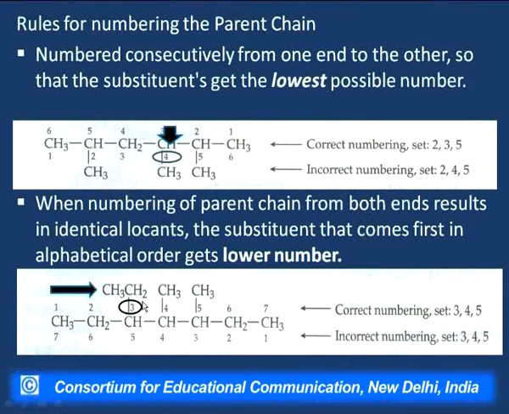For example, here we've taken an example where ethyl is getting number 3, and if I number from the other side, then methyl is getting number 3. But here I will give stress to ethyl and give the lower number to ethyl, and the numbering would be 3-ethyl, 4,5-dimethyl heptane, which would be the complete name of this compound.